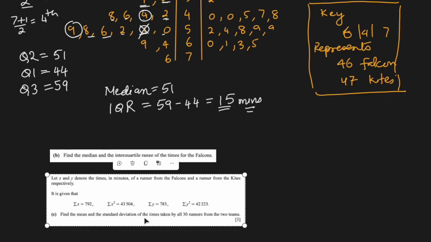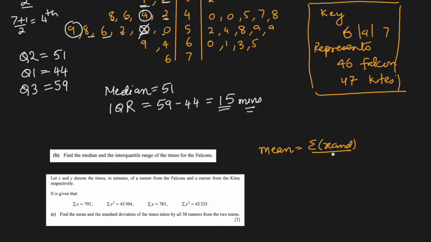The mean and standard deviation of the times taken by all 30 runners from the two teams. You have to find the mean. Let's find the mean first. We'll write straight away mean. Since we are finding the mean of two quantities, we should have the sum of X and Y divided by how many there are. So sigma X plus sigma Y divided by n will be our combined mean. Let's call it m.